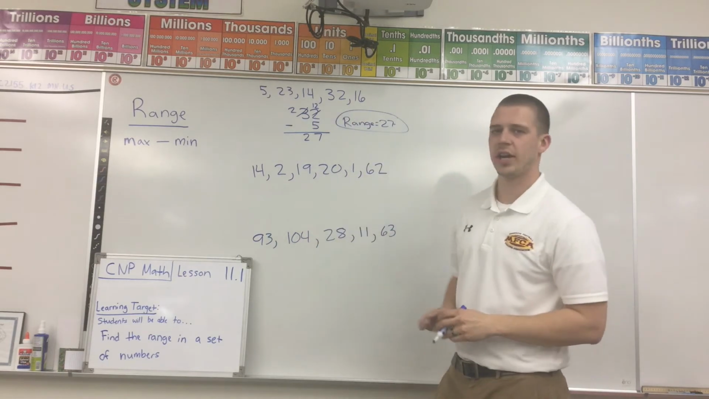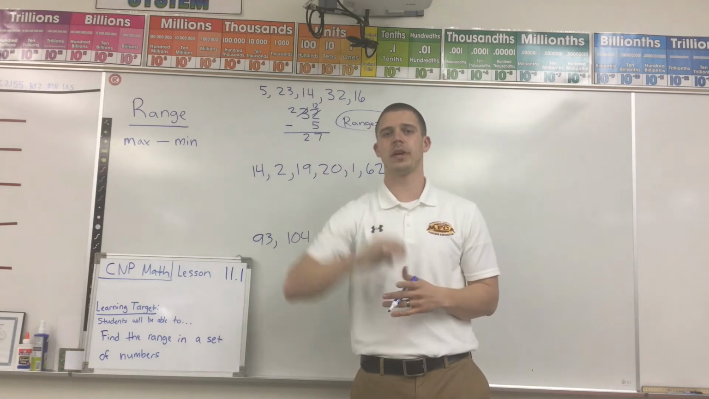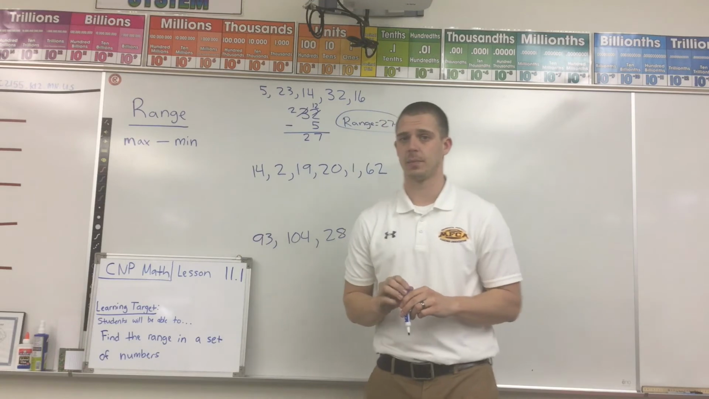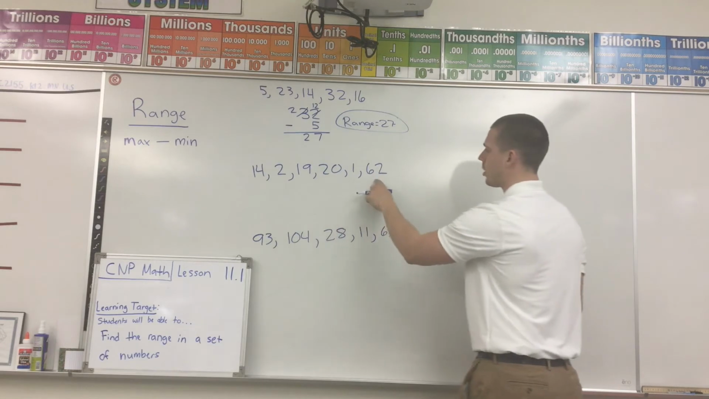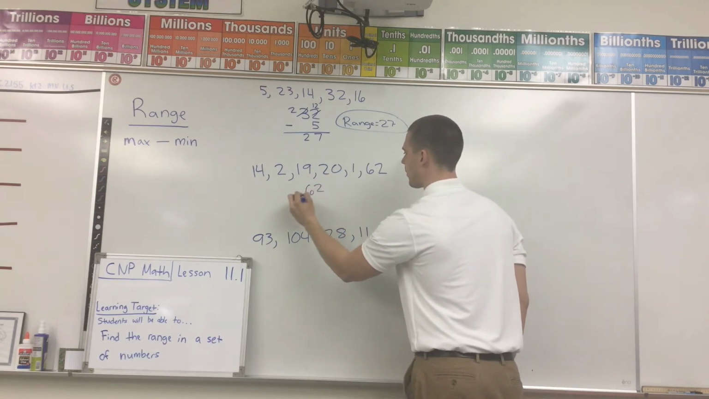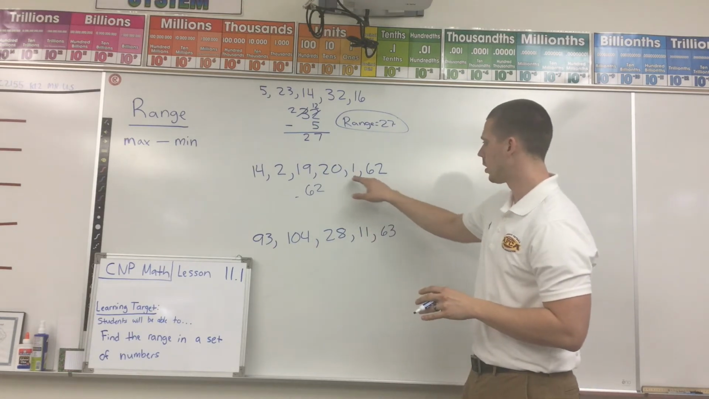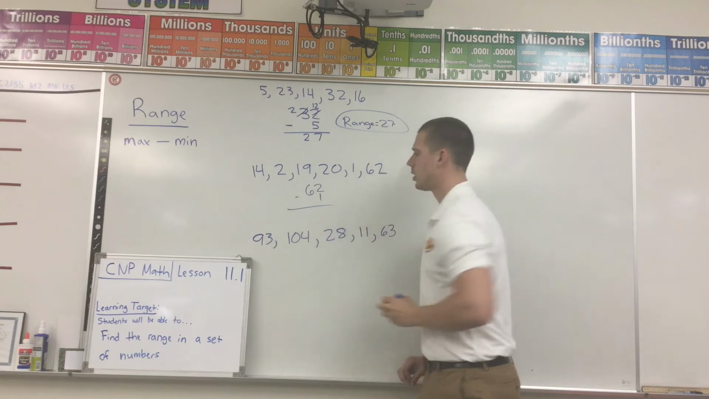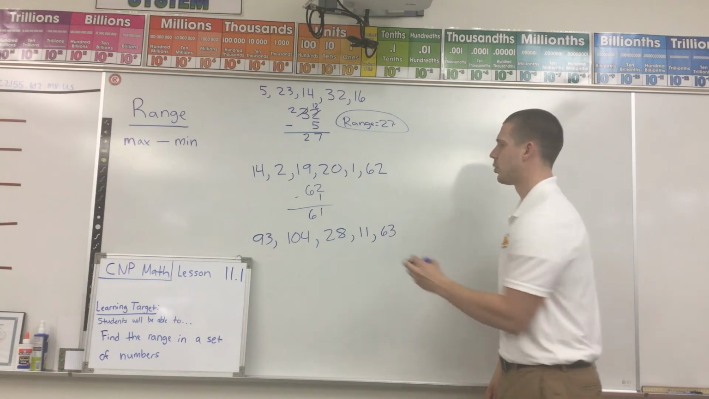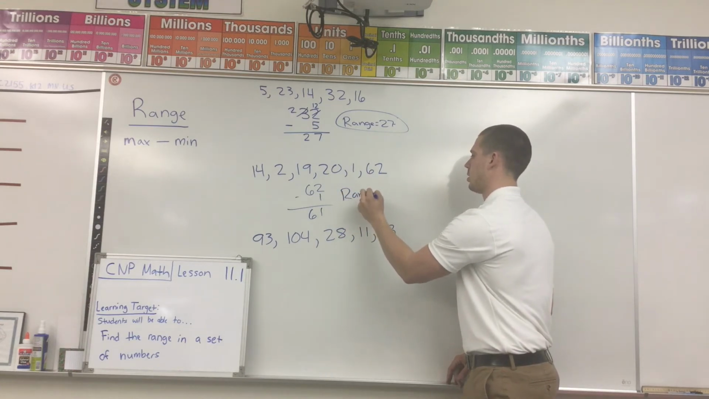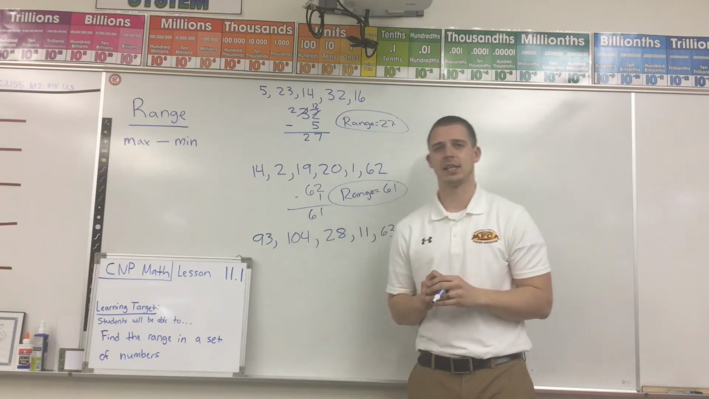All right, let's check out the next set of numbers. Remember, to find the range, you got to find the maximum number, or the biggest. You also need to find the smallest number, or the minimum. The maximum, or the biggest number, in this set of numbers would be 62. We are going to subtract that by the smallest number, or the minimum. The smallest number is 1. 62 minus 1 is going to give us 61. So the range would be 61.